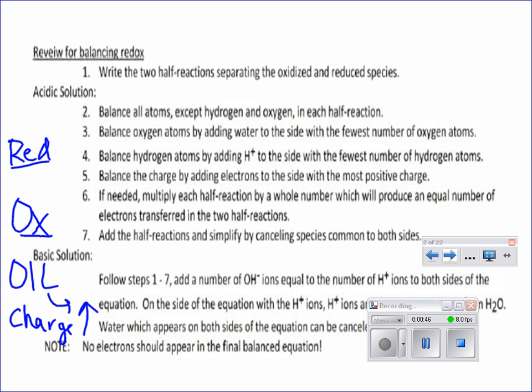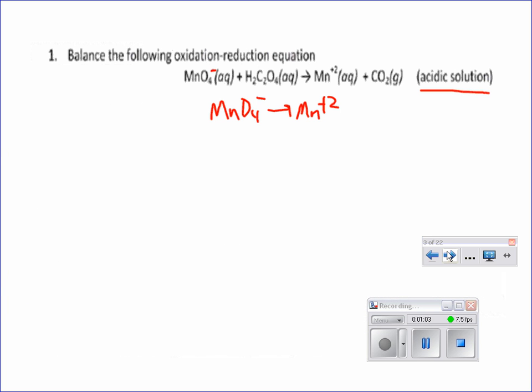All right. Reduction is gaining electrons. It's the rig in oil rig. And if we gain electrons, what happens to charge? Charge goes down. Okay, so let's go do some practice balancing. You already know how to do this.